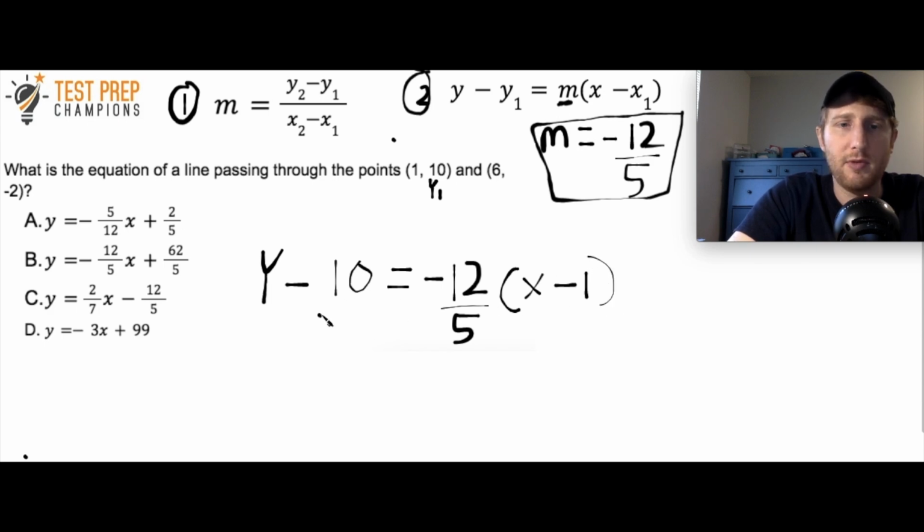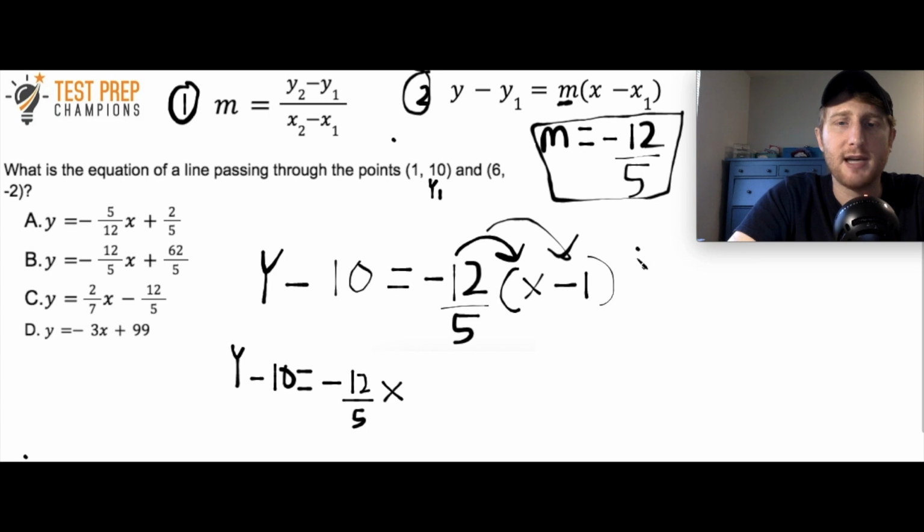Okay. Now, some people like to add the 10 over to the other side right away here. Some people like to wait. It doesn't really matter. Let me first start by distributing this -12 over 5. And when I say distribute, really what I mean is we're just going to do -12 over 5 times x, which is just -12 over 5x. And then I have to do -12 over 5 times -1. And it's really important to remember to account for this minus sign right here. That's a really common place that it's easy to make a mistake. But anyway, we'll end up with plus 12 over 5.